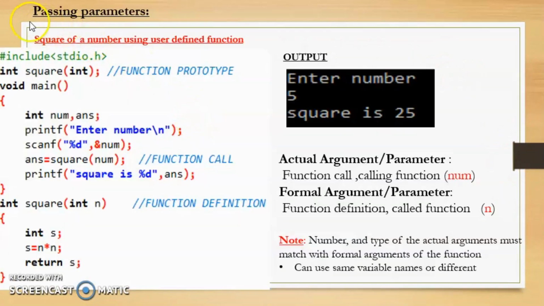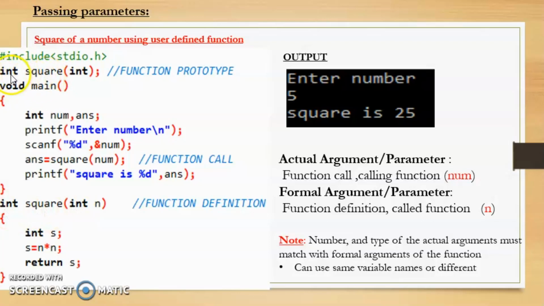So next, let us see how to pass parameters or how to pass data from one function to another. So as an example, let us see the program of finding square of a number using a user-defined function. So let us see the code. First we write the header file, then we will declare the function which we have used in the code. Now the function which we have used in the code is the square function. The name of the function is square. As a result, we have written square over here.